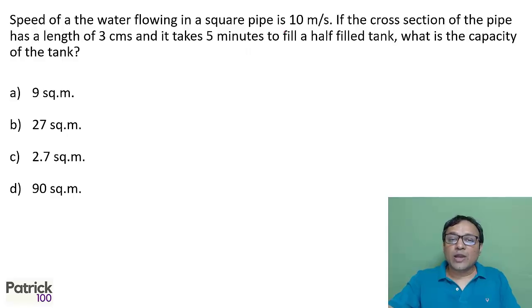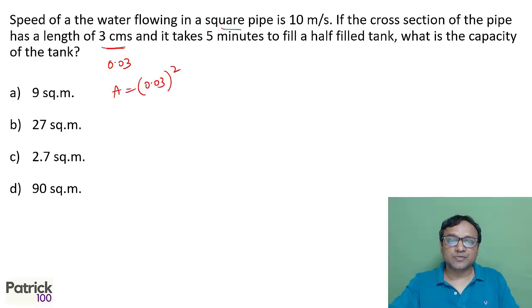The speed of water flowing in a square pipe is 10 meters per second. The cross section of the pipe is 3 centimeters and it's a square pipe. So first convert to meters because everything is given in meters. So 0.03, and the area of the cross section will be 0.03 squared. The water flows at 10 meters per second for 5 minutes, that is 5 into 60 seconds.